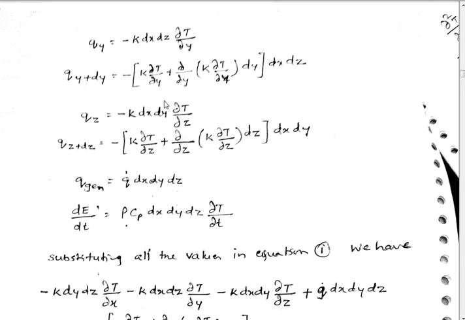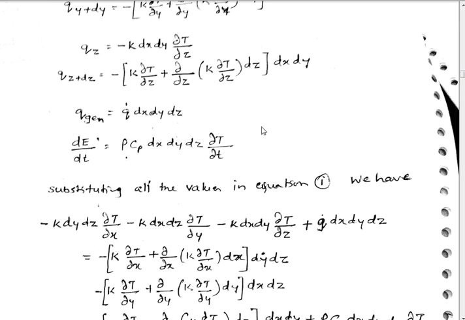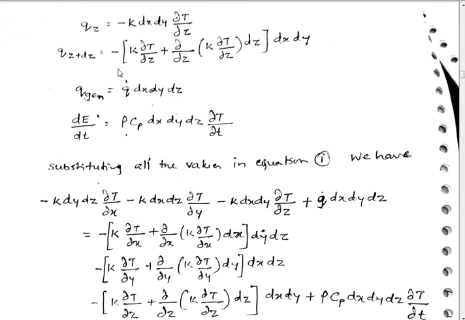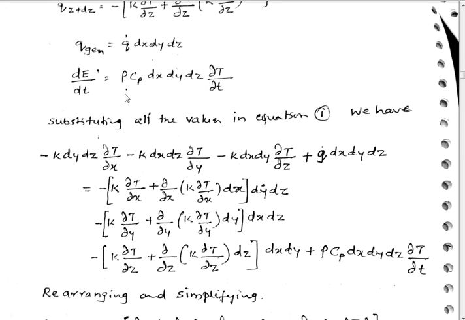Similarly in the z direction, q_z is minus k dx dy ∂T/∂z, and q_(z+dz) can be written as minus k ∂T/∂z plus ∂/∂z of (k ∂T/∂z) into dz dx dy. Then the internal heat generation, the rate of internal heat generation into the volume of the element, is q dot dx dy dz.